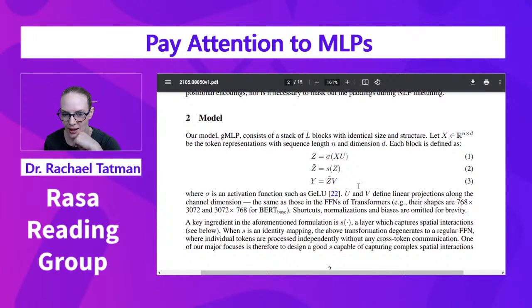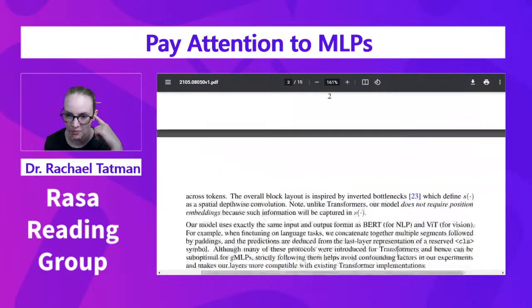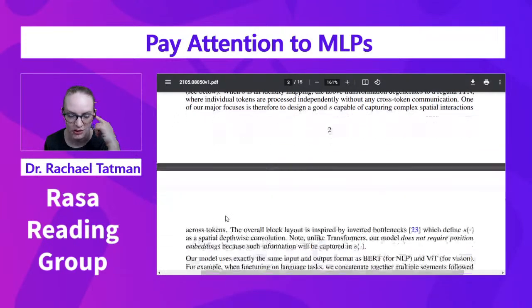Okay, and then S, the key ingredient in the aforementioned formulation is S, a layer which captures spatial interactions, see below. When S is an identity mapping, the above transformation degenerates into a regular feed-forward network, where individual tokens are processed independently without any cross-token communication. One of our major focuses is therefore to design a good S capable of capturing complex spatial interactions across tokens.